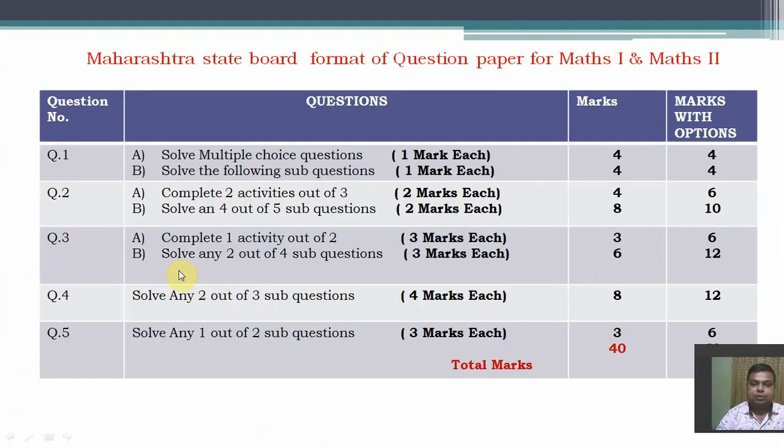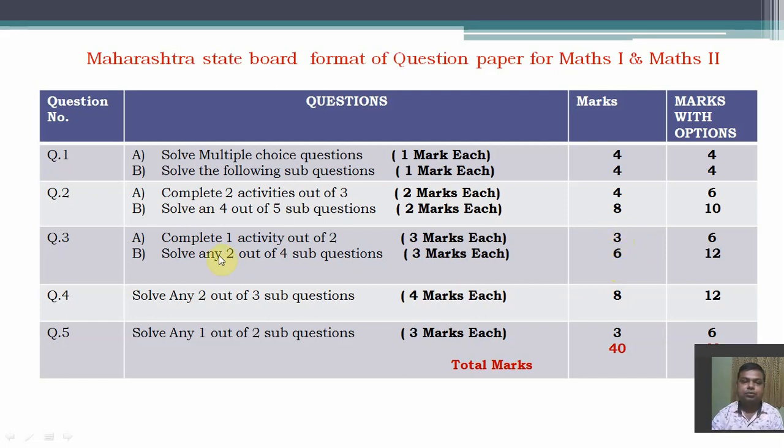For question number 3b, solve any 2 out of 4 sub questions. Each question will carry 3 marks. You have to score 6 marks here, and the marks with options are 12. Now see here, 2 extra questions are given and you have to attempt any 2 questions correctly to score 6 marks. So question number 3 has a weightage of 9 marks.